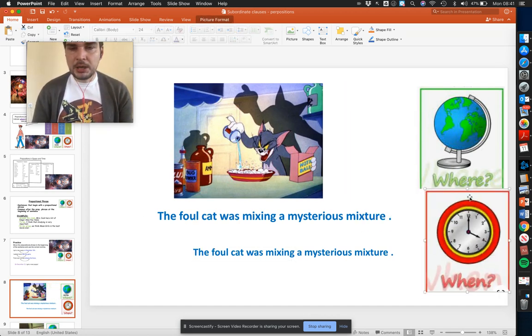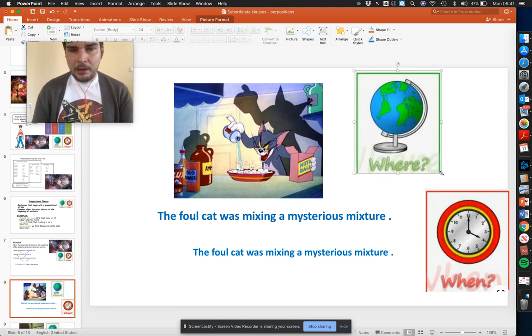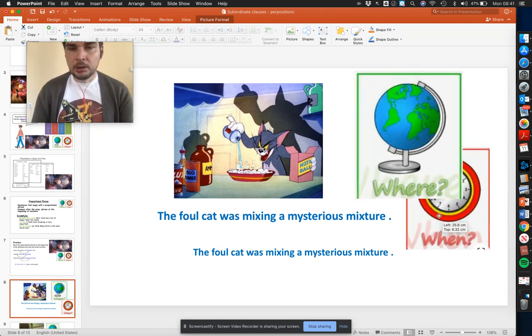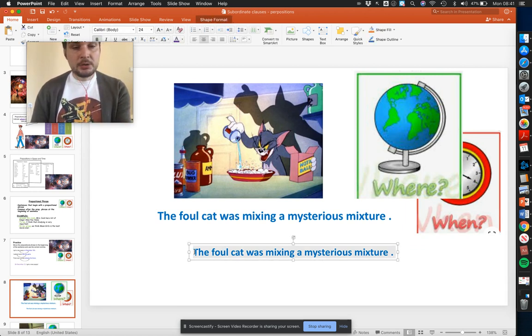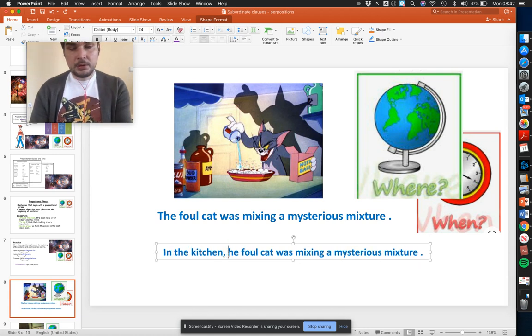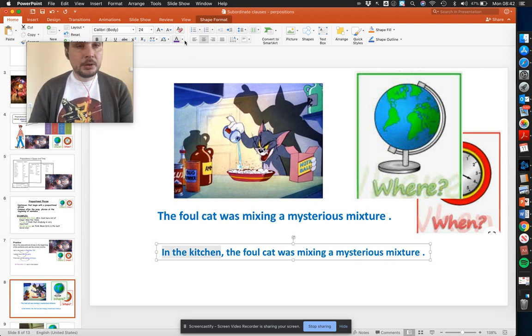First, I want to think of where the foul cat was mixing a mysterious mixture. I'm going to show you an example. There's a powder, so in the kitchen, comma, space, remove the capital letter. In the kitchen, the foul cat was mixing a mysterious mixture. Lovely.